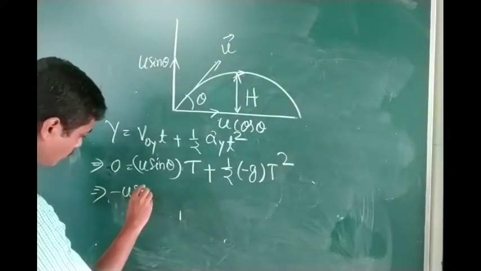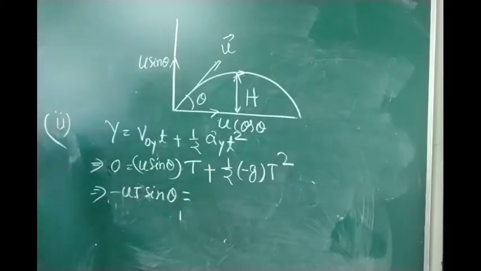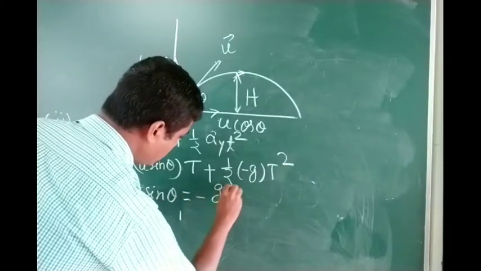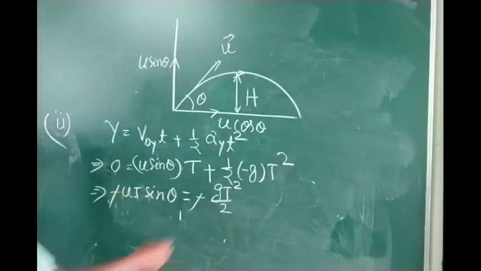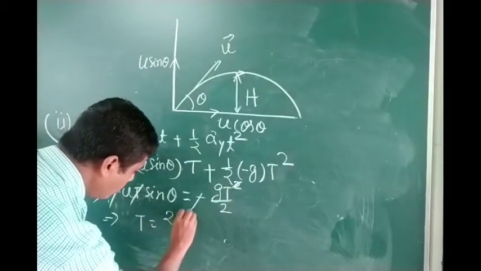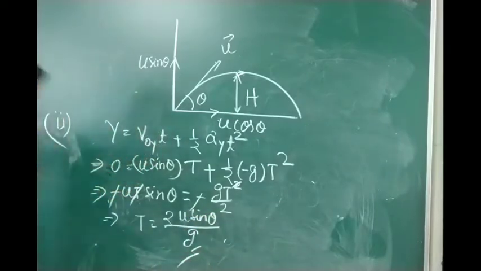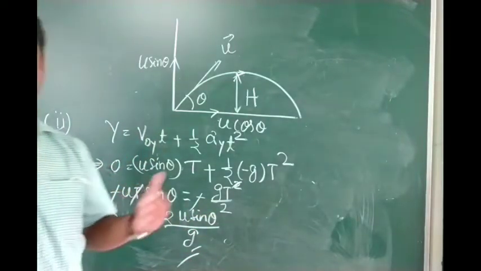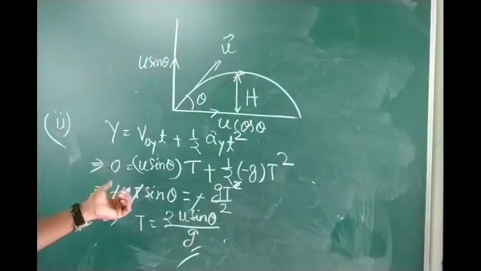Minus of u t sin theta is equal to minus of g t square by 2. So minus minus you can cancel, one t I can cancel. So it will be left with t is equal to 2u sin theta by g. This is our time of flight. So the time of flight equation also we have got. Okay, second question is done.